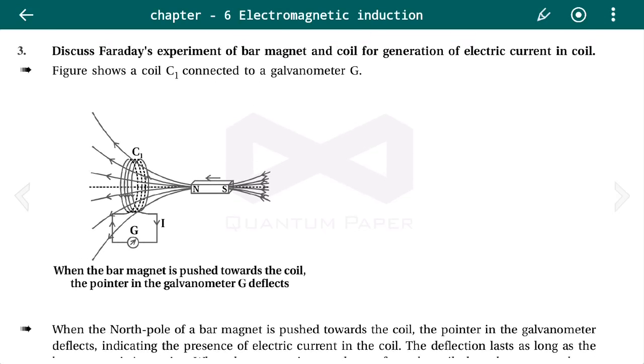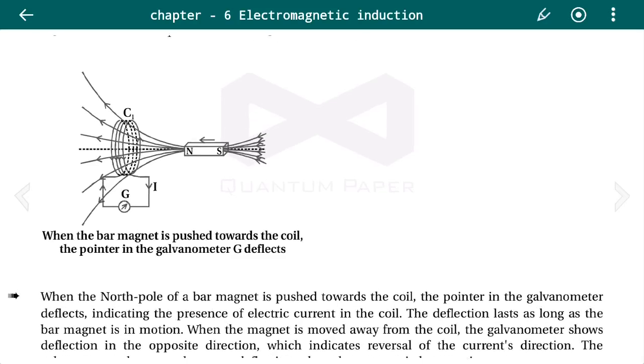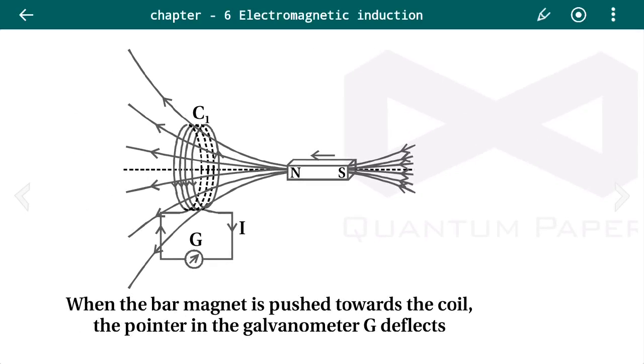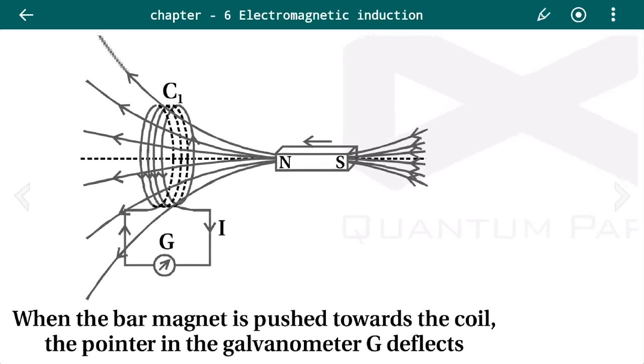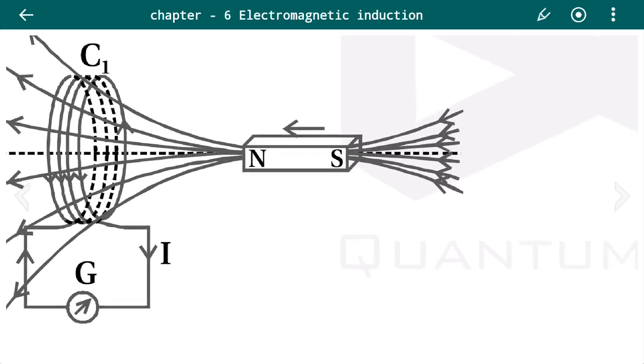Figure shows a coil C1 connected to a galvanometer G. When the bar magnet is pushed towards the coil, the pointer in the galvanometer G deflects. Students, as you can see over here, the coil C1 is connected to the galvanometer G, and a bar magnet with north pole facing the coil is placed. Because of the bar magnet, the magnetic field lines are produced around it, right?